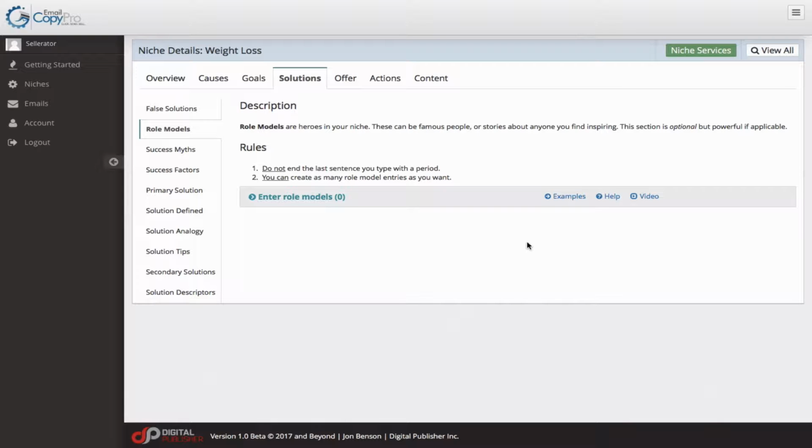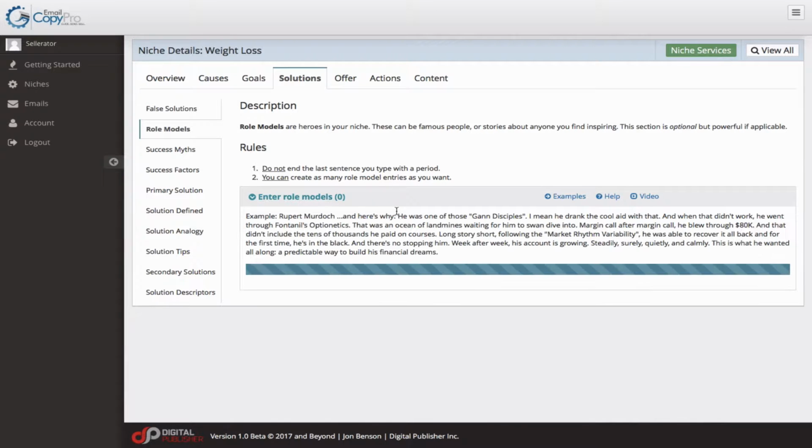Now, you can pick whoever you want. Again, it could be someone famous. It could be your mom. It could be anyone. But you want to tell their story from a position of before and after. In other words, they weren't always successful. It's very similar to how you set up your own rapport story. You weren't always the success that you are today. You started at a lower point and now you're here. Well, likewise, your role model should have a similar story.